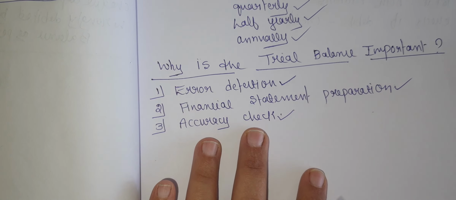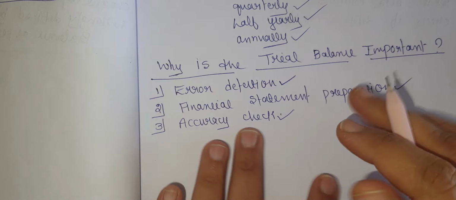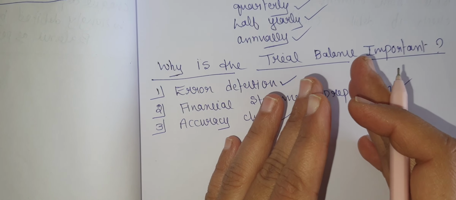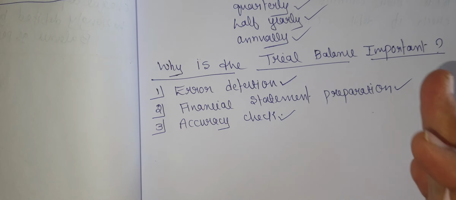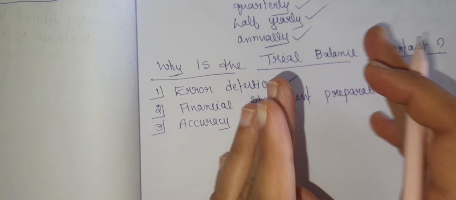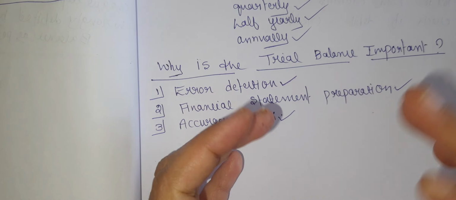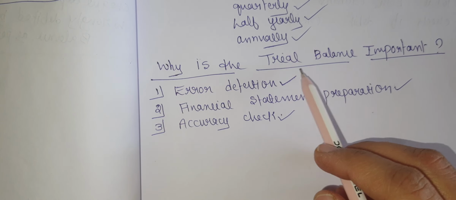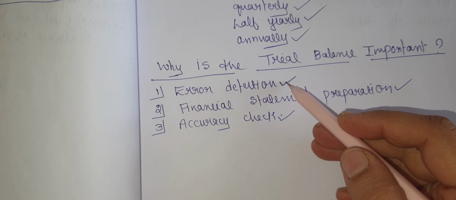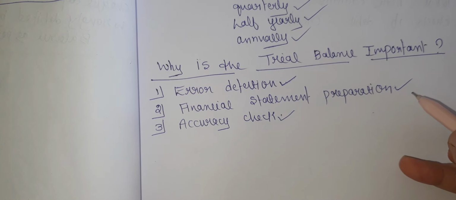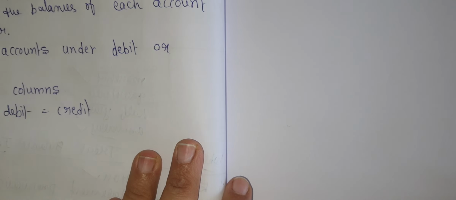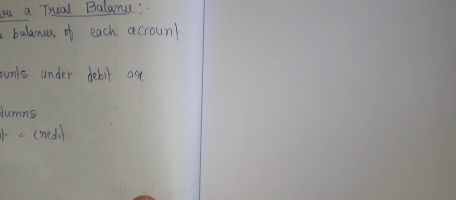Third one is accuracy check. It ensures that debits and credits are equal before moving forward. So these are the importance of trial balance: error detection, financial statement preparation and accuracy check. Next one is common errors in a trial balance.